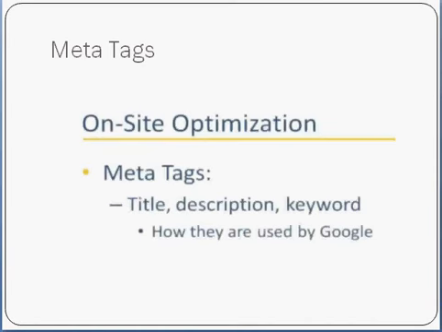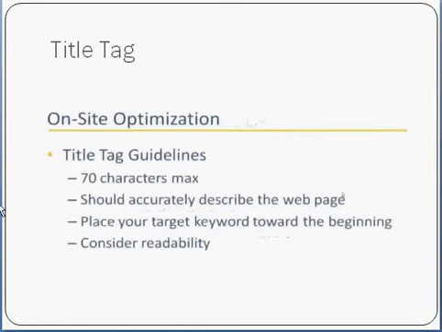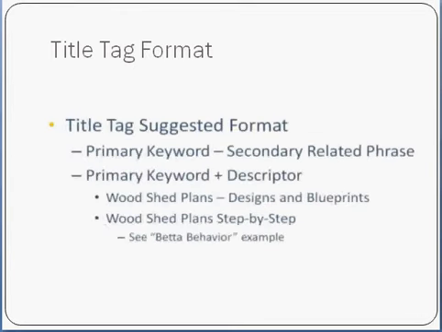The title meta tag should have no more than 70 characters. It should accurately describe the web page. And you make sure that you place that target keyword at the beginning of the tag, and then make sure that it's readable. Now, there are several different formats you can use. Here are 2 suggested ones: the primary keyword with a secondary related phrase, or the primary keyword plus a descriptor.